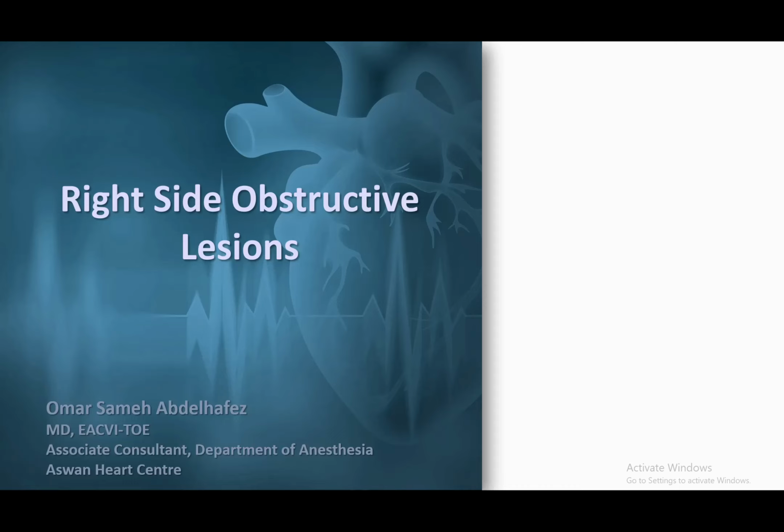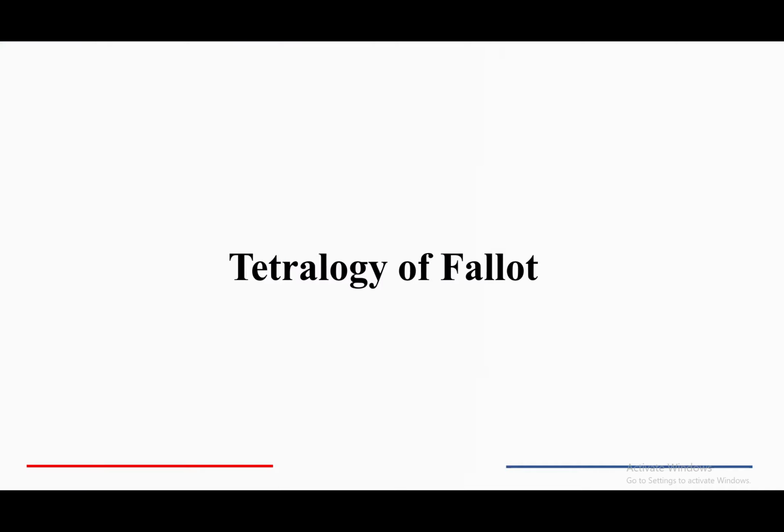Bismillah ar-Rahman ar-Rahim. Today we will talk about right-sided obstructive lesions: the tetralogy of Fallot, pulmonary stenosis, pulmonary atresia, and the Ebstein anomaly. These are the four pathologies that we will talk about. First, the tetralogy of Fallot.